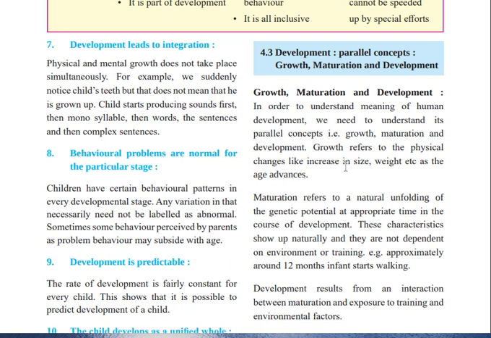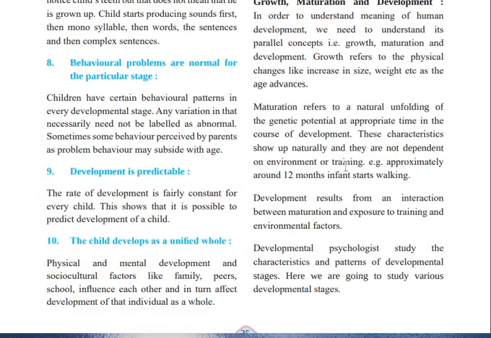Growth means what? Growth refers to the physical changes like increase in height and weight, as you know. As the age increases, your height will increase, your physical fitness and so on. Maturation refers to the natural unfolding of genetic potential at the appropriate time in the course of development. Maturation is the genetic potential you have at a certain age, and these characteristics show up naturally and are not dependent on environment or training. Approximately at 12 months infants start walking.